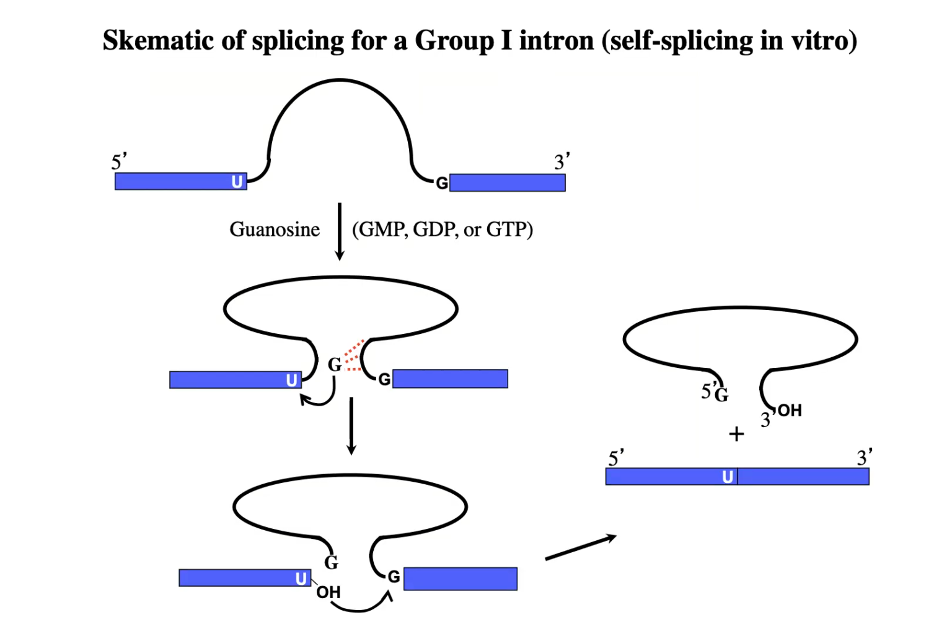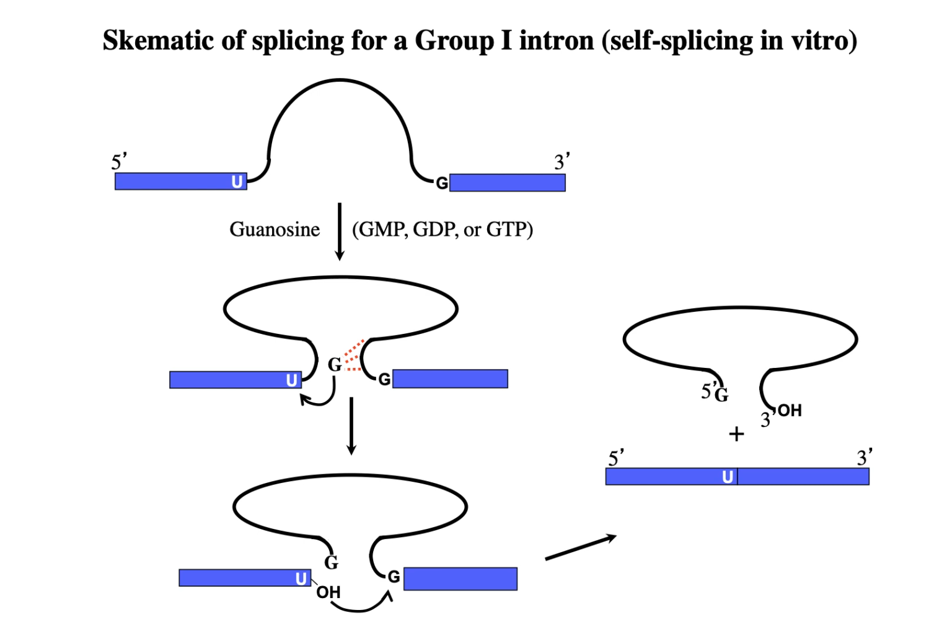Group 1 introns are self-splicing in vitro, although the process is more efficient and speeded up in vivo by chaperone proteins that hold it in its catalytic form.